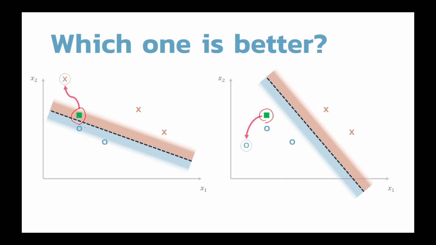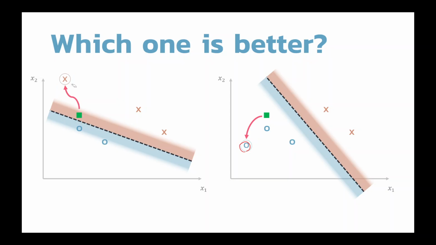If I were to use this model right here, this model will give me the prediction that this green point is in the class red because it's on the right side of the line. But this model will give the prediction that this green point is in the class blue because it's on the left side of the line, right?